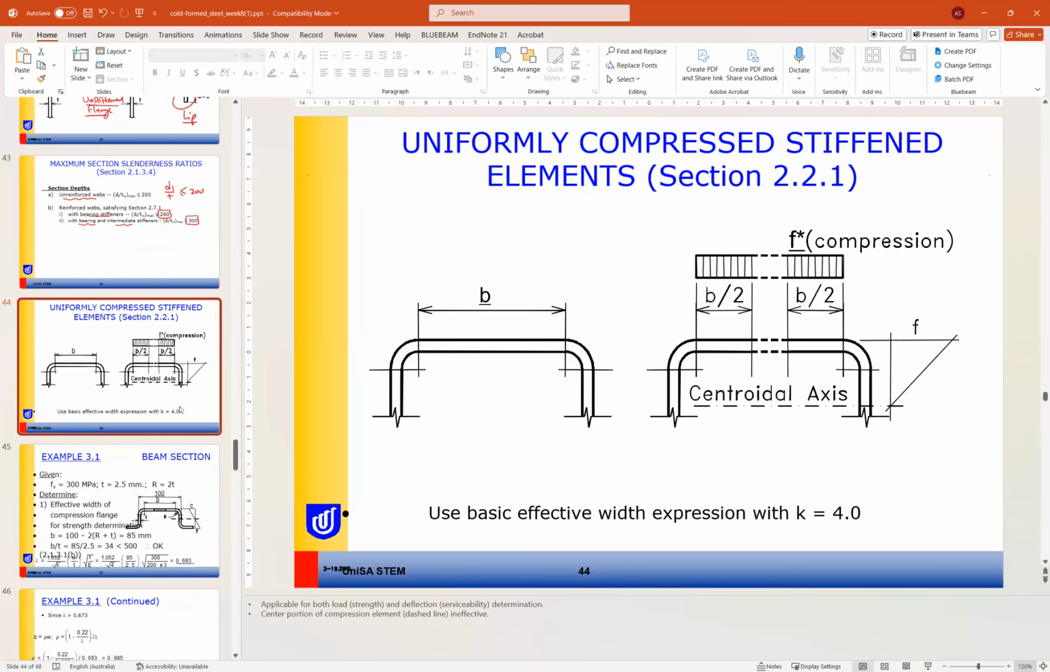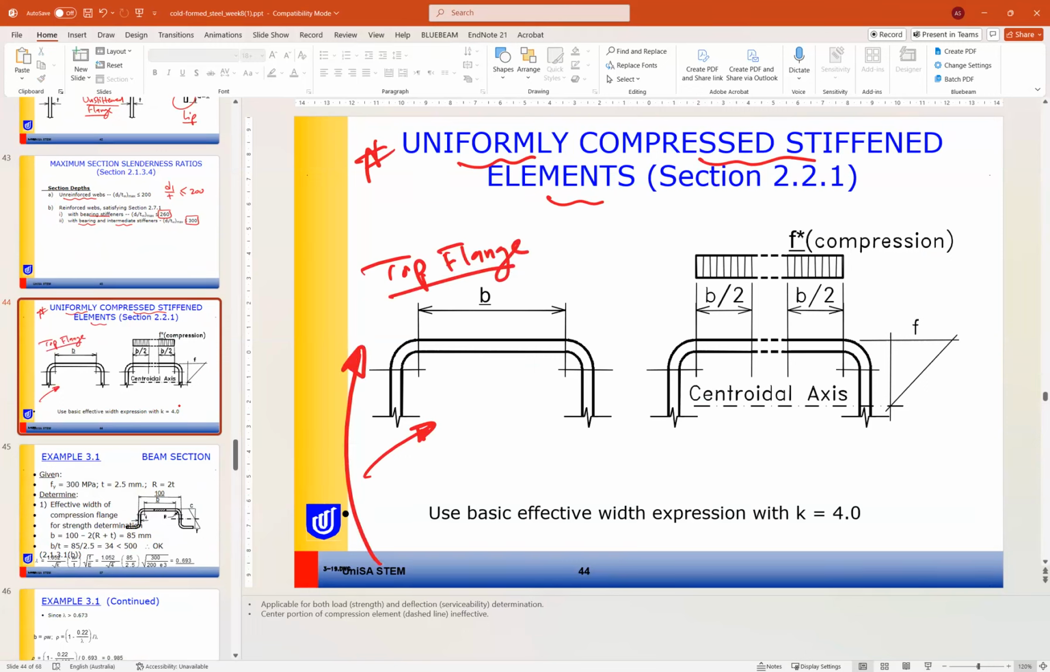And here is the value of K for uniformly compressed stiffened elements. If we have a uniformly compressed stiffened element like the top flange in a member under moment, the top flange will be under uniform compression.